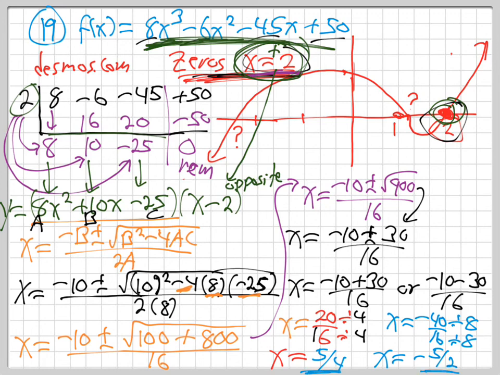So they want all three x values. I gave you the x equals 2. That's what I'll do on the exam. And then the other two are 5/4 and negative 5/2. Those are the three answers they want you to give.